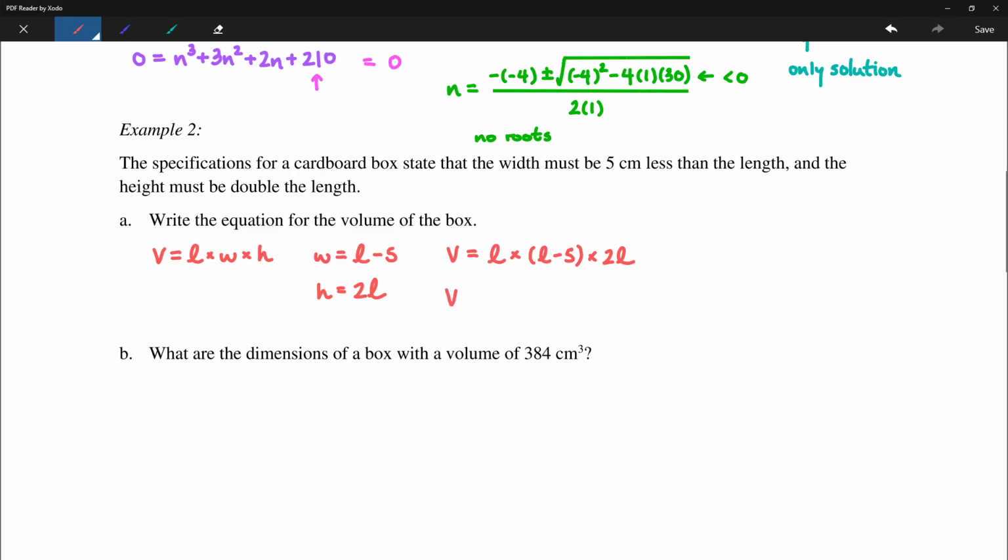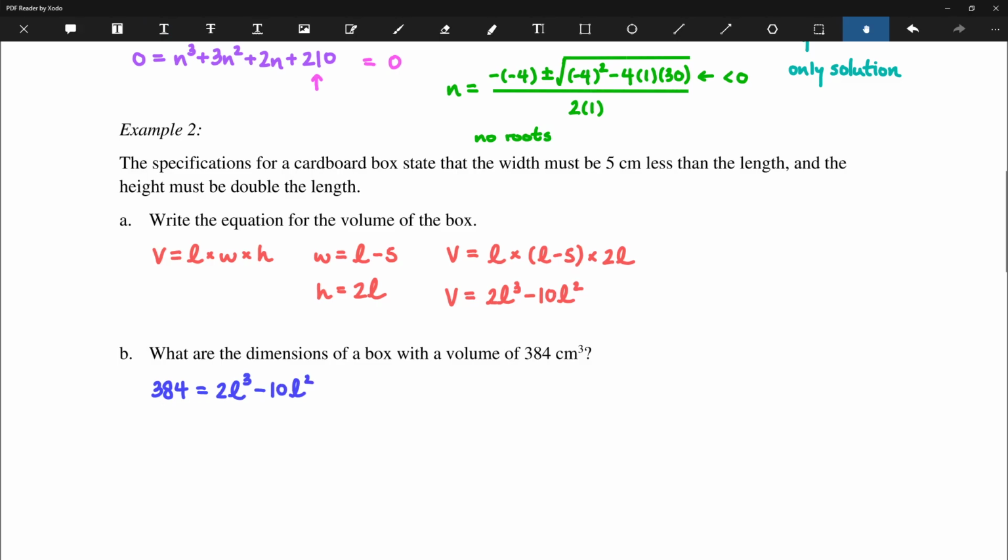So if we are to simplify that, this would be 2 length cubed minus 10 length squared. Okay, what are the dimensions of a box with a volume of 384 centimeters cubed? So that will be 384 is equal to 2L cubed minus 10L squared. Solving this for L allows us to find the width and the height as well.